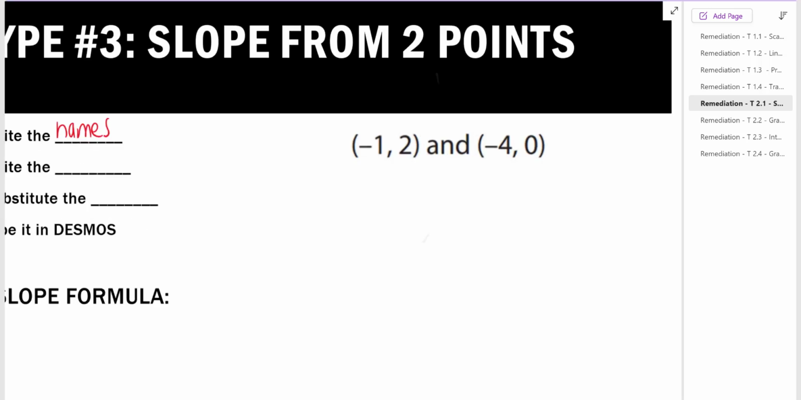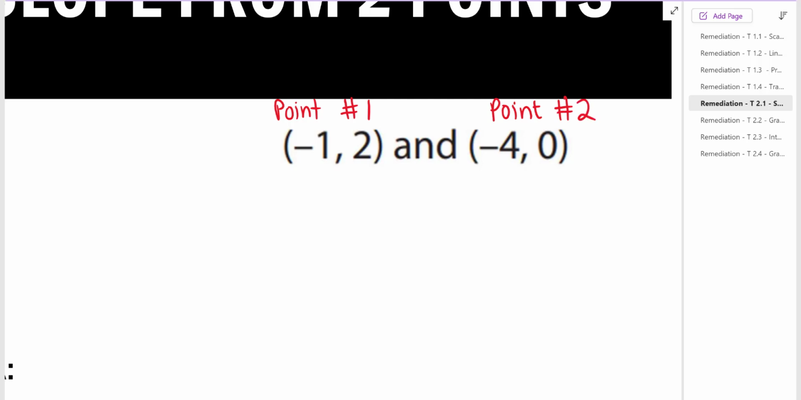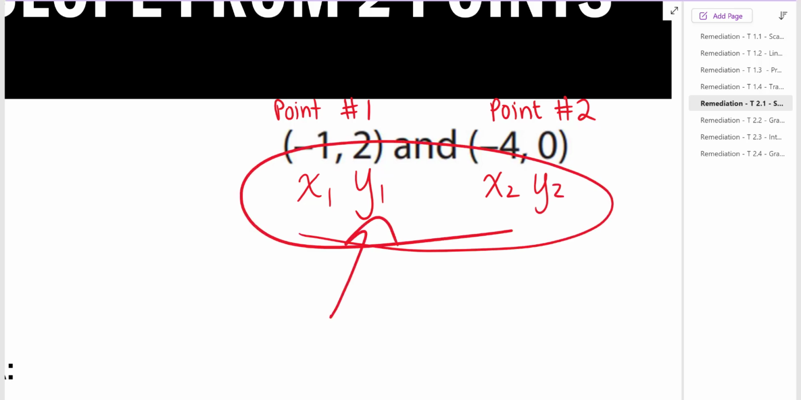Okay, what do I mean by names? I mean by this is point number 1. That's point number 1. This is point number 2. So in a point, x is always first and y is second. But since it's point 1, it's x1, y1. And point 2 is x2 and y2. So please, you have to write these, otherwise you're going to make a mistake.